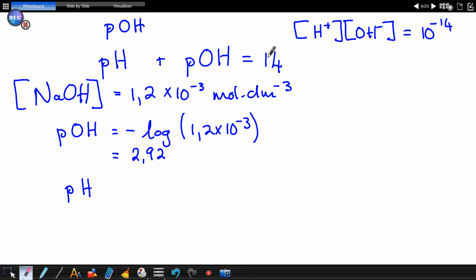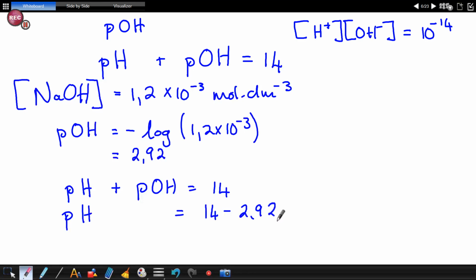Yes. Then we go to this equation. pH plus pOH equals 14. If we want pH, we say 14 minus 2.92. We subtract the pOH. So that is 11.08. And the solution is basic. This solution is basic, yes.